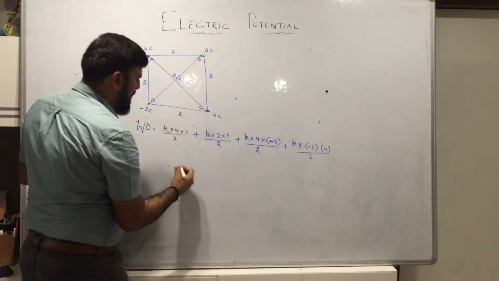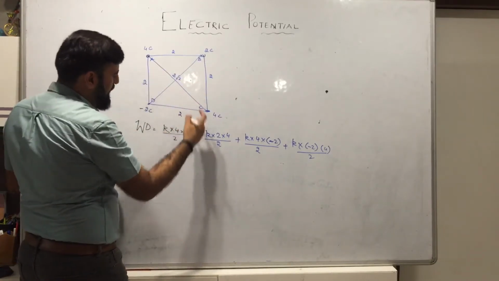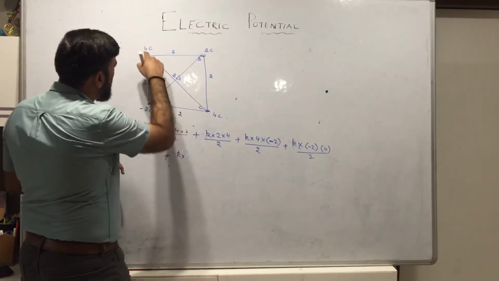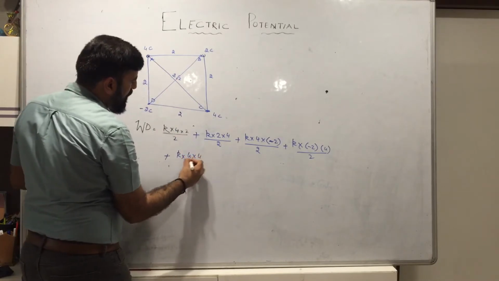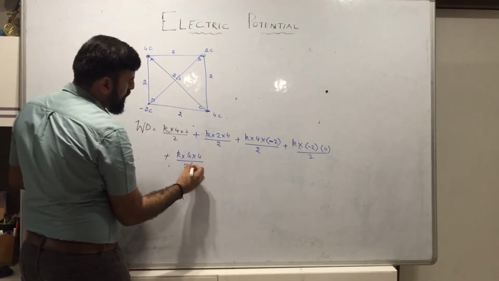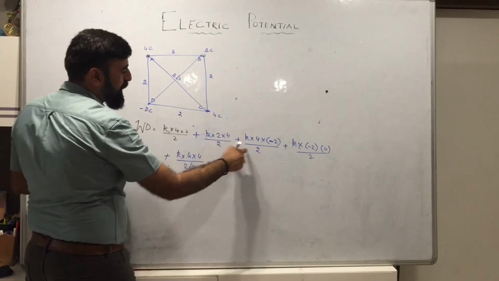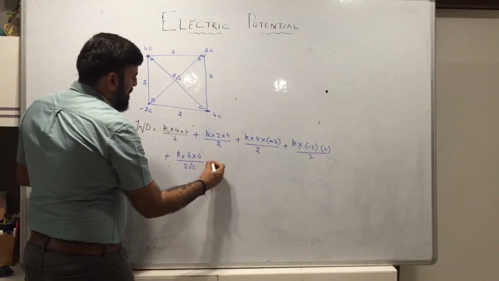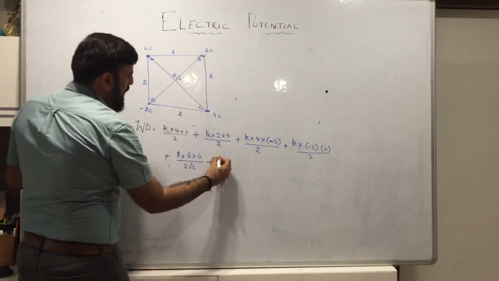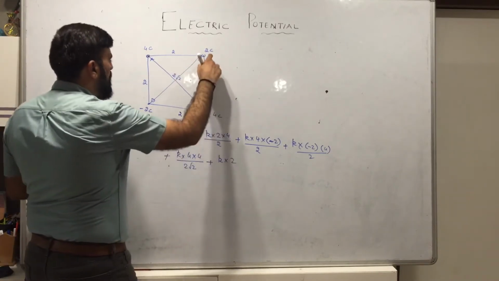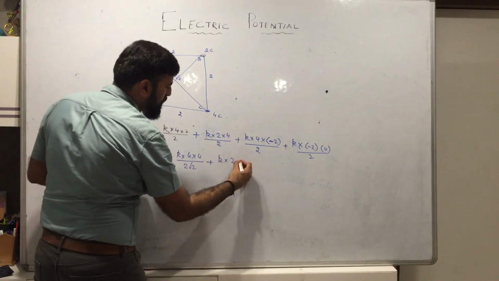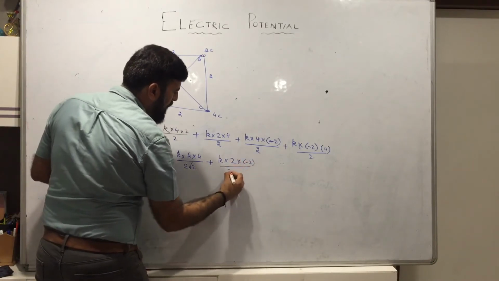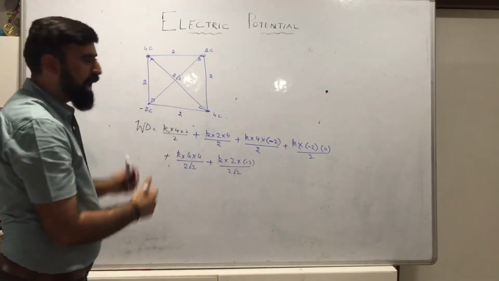So what is the potential energy between A and C? That will be k into 4 upon 2 root 2. Remember, I am not taking a square here, it's a potential, it's not an electric field. Plus the last term will be k into 2 into minus 2 upon again 2 root 2. So we can add them up.